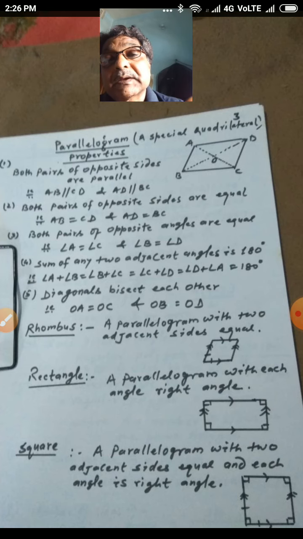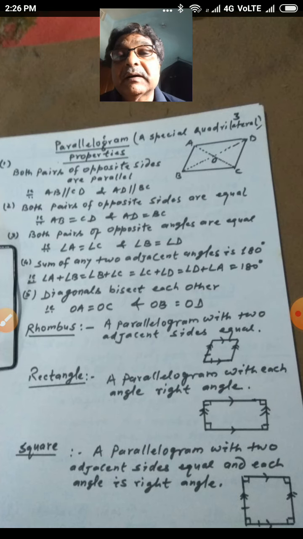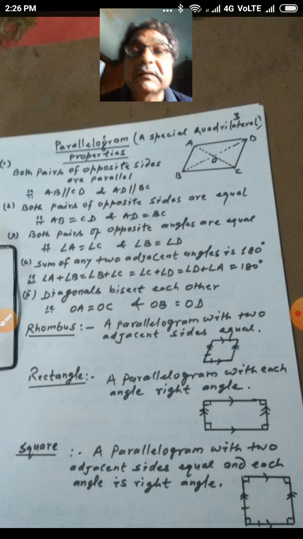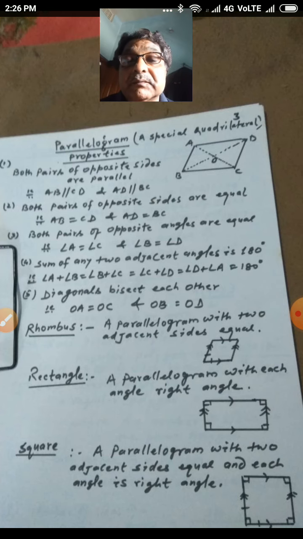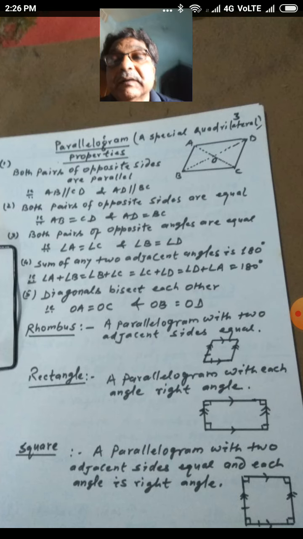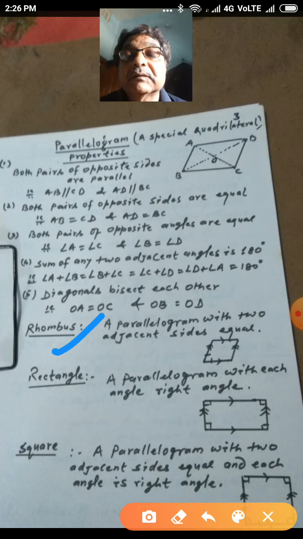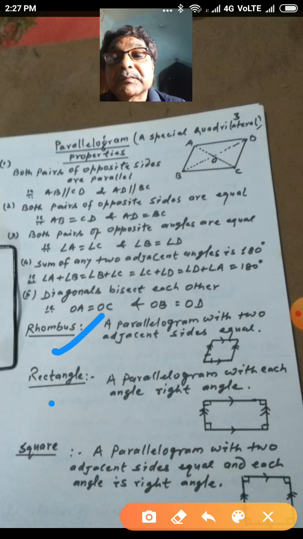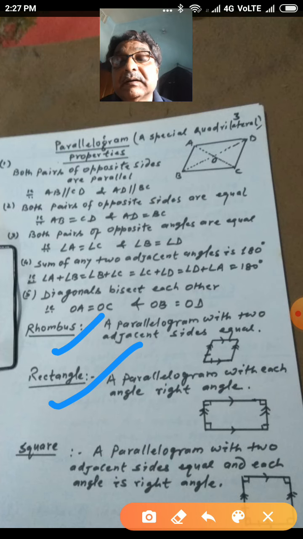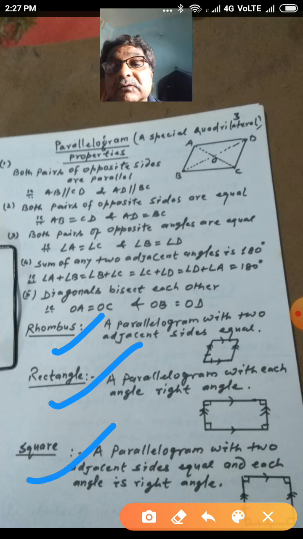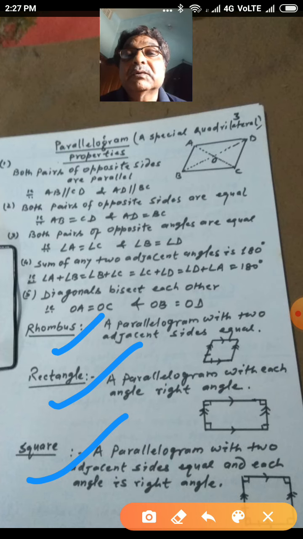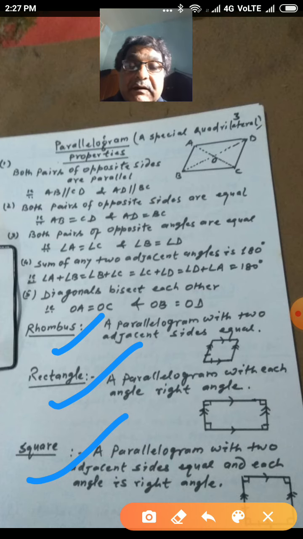Now, since parallelograms are of many types, which we have already discussed in the first video of this topic, those things are written here again. A rhombus is a parallelogram whose two adjacent sides are equal. A rectangle is a parallelogram whose each angle is 90 degrees, and a square is a parallelogram whose two adjacent sides are equal and each angle is 90 degrees.